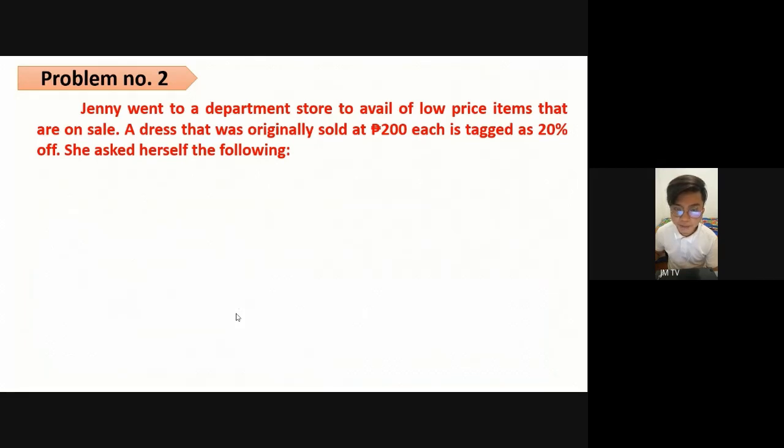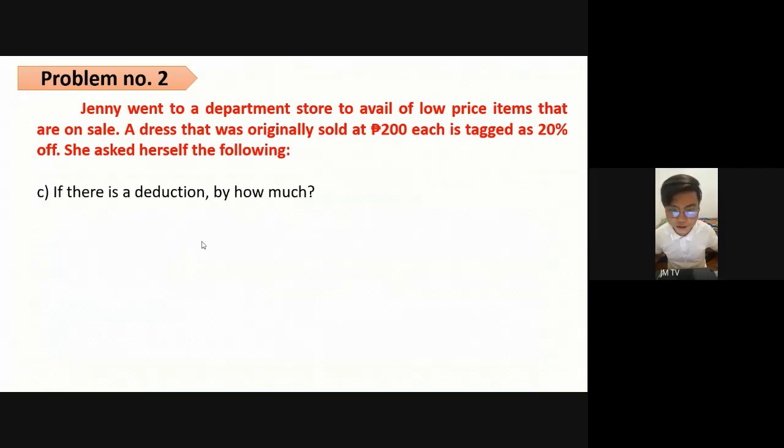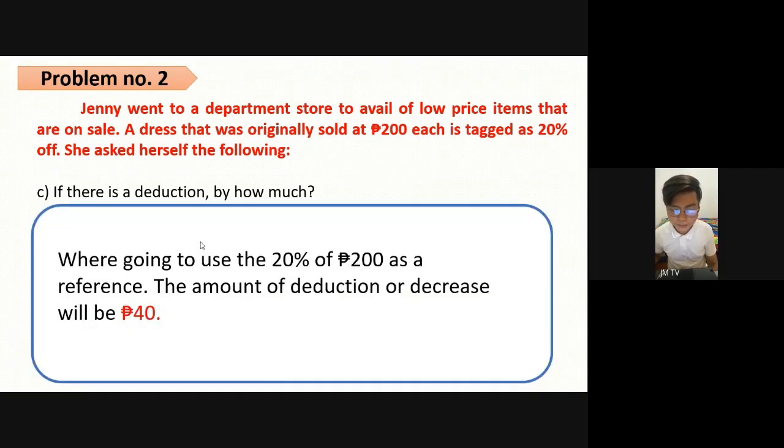So let's go to question letter B. Is there a deduction in the original price of the dress? Is there a deduction or is there a reduction? The word off means you deduct from the original price. Meaning to say, there will be a decrease in the original price of the dress. So when something says off, like 20% off, it means a decrease. If it says off, it means there is a deduction. If there's a deduction, by how much? This is what we got earlier. We're going to use the 20% of 200 as a reference.